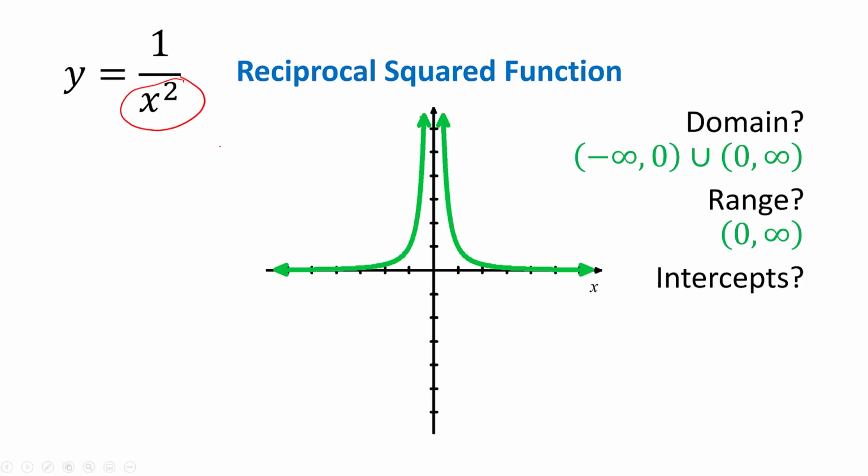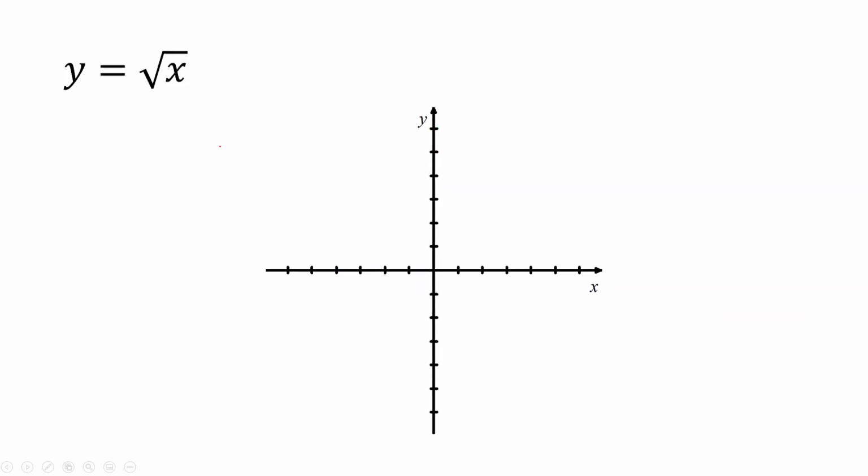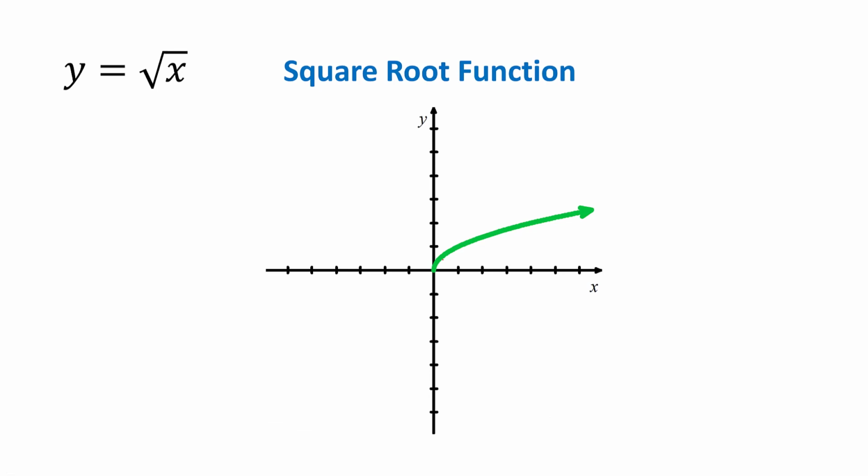The intercepts, there are none. And we move on to the square root function. As I mentioned, this is an important function. Let's do a few key points here: (0, 0), (1, 1), (4, 2). Keep those points in mind throughout the course.